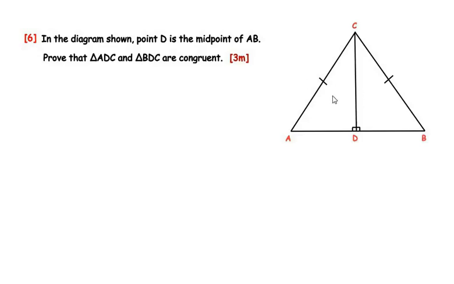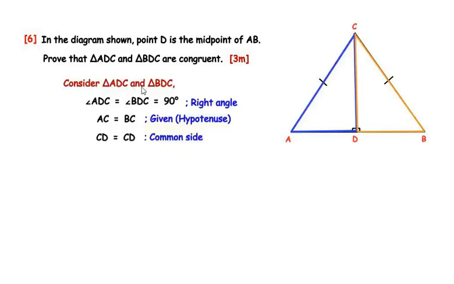In the diagram shown, point D is the midpoint of AB. Prove that triangle ADC and triangle BDC are congruent. So let us consider the given two triangles. Now in these two triangles, we can see that angle ADC is equal to angle BDC because both the angles are 90-degree angles. So here we have given the reason as right angles.